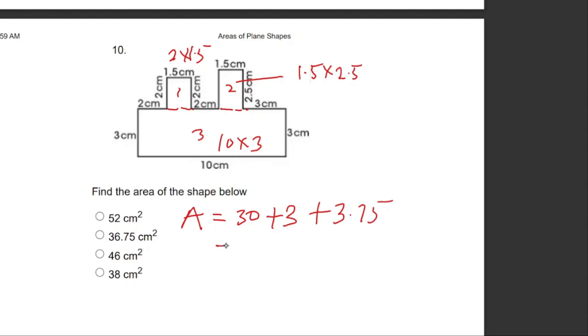So let's add everything together. So this gives 36.75 centimeters square. So that is this option here. I hope this is very clear.